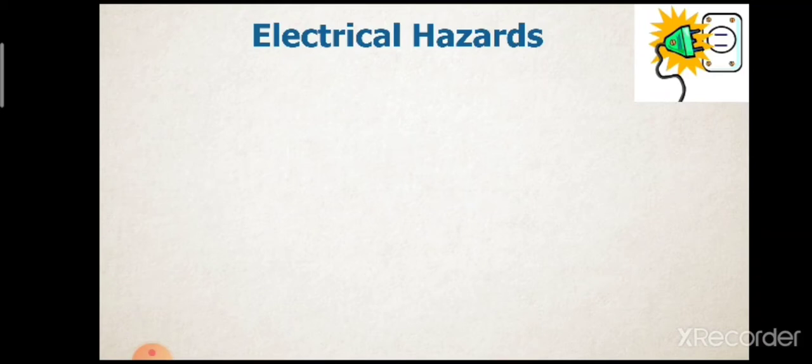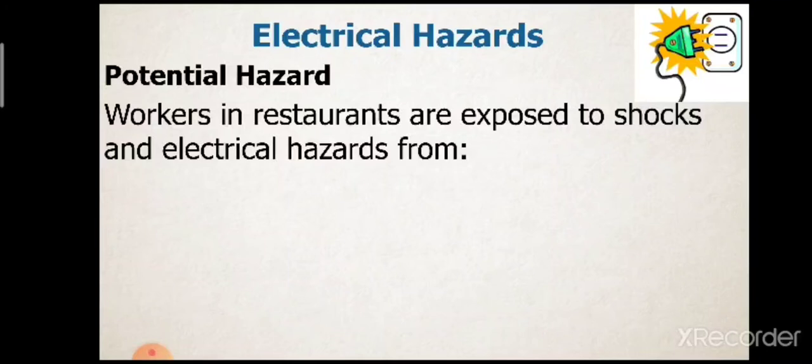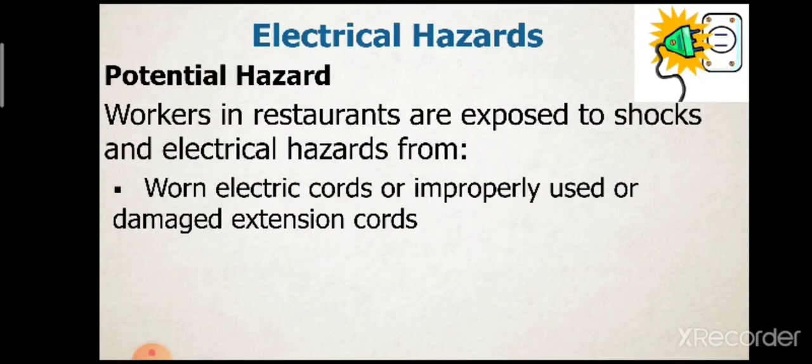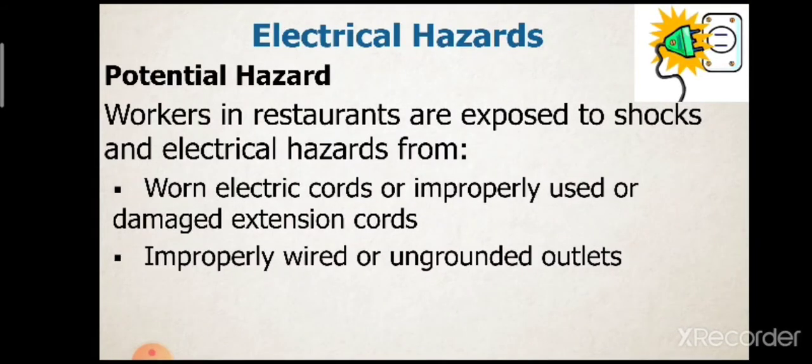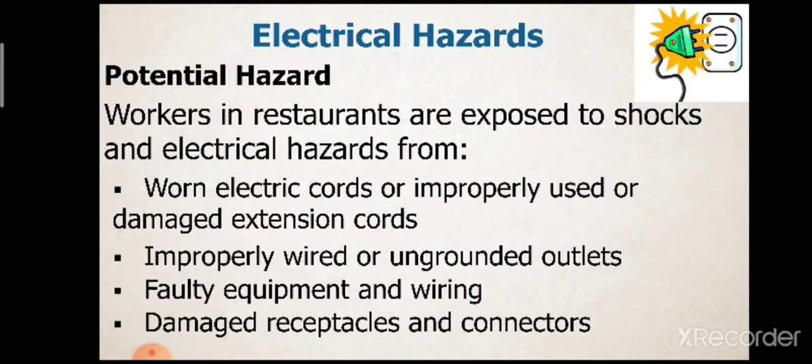Some examples of electrical hazards. Potential hazard. Workers in restaurant are exposed to shocks and electrical hazards from the following: worn electric cords, or improperly used or damaged extension cords, improperly wired or ungrounded outlets, faulty equipment and wiring, damaged receptacles and connectors.